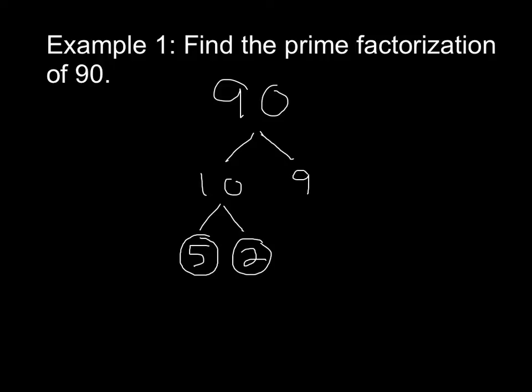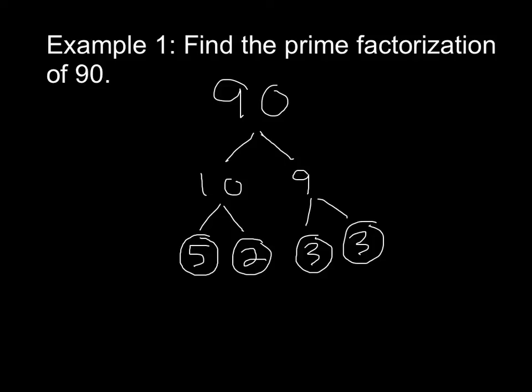Now we're going to go over to the 9. We also need to come up with ways to multiply together to get 9. What times what would be 9? Well, I know 9 is 3 times 3. Is 3 prime? Yes, 3 is prime, so I'm going to circle it.